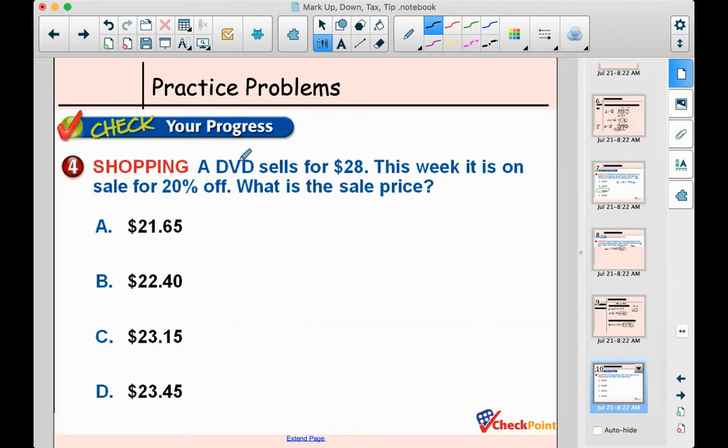All right, let's try this one. A DVD sells for $28. This week it is on sale for 20% off. What's the sales price? I'm going to let you try this one. So again, think of it as 20% off. What percent of the price are you paying? Okay, I'll pause it here and then resume when you have an answer.